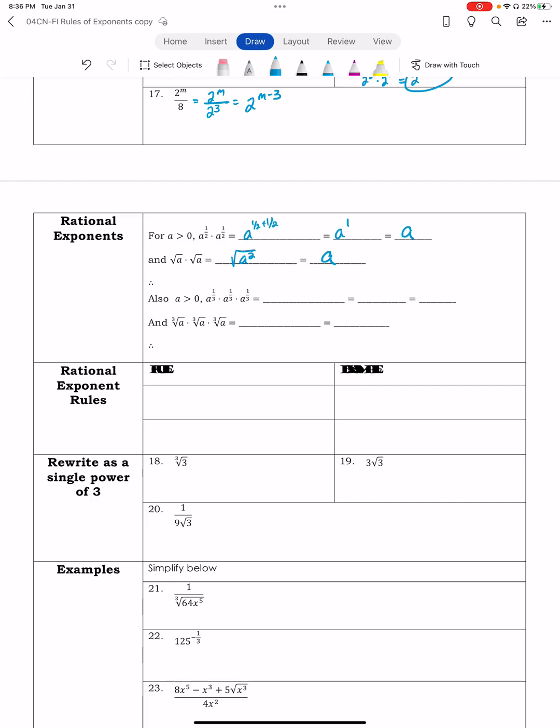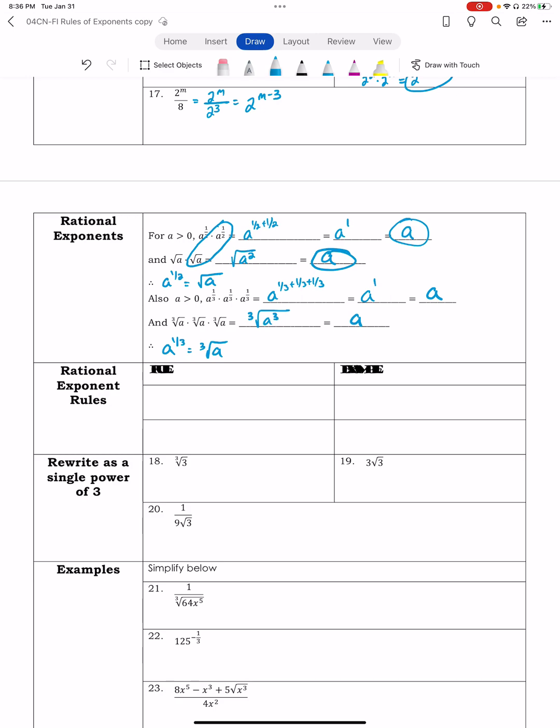So you see, I have a for both of these. So a to the 1/2 power must be the same thing as the square root of a. We do the same thing here. This is a to the 1/3 plus 1/3 plus 1/3, which is a to the first power, which is a. Also, if I do a cube root times a cube root times a cube root, that's going to be the cube root of a cubed, which is also a, which means that a to the 1/3 power is equal to the cube root of a.